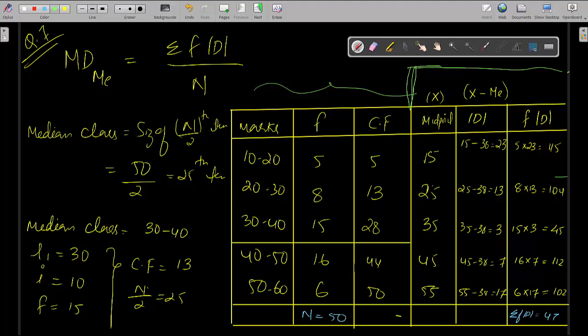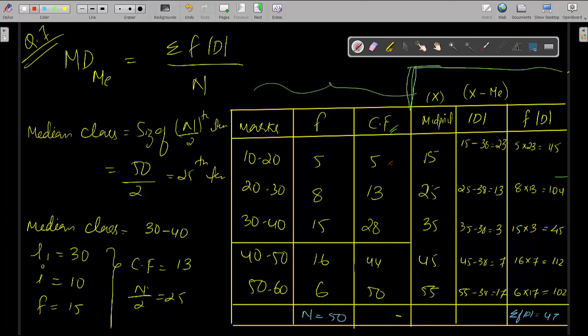So here you are given the class intervals, you are also given the frequency. So in order to calculate median, we have to find out cumulative frequency as well. So we first find out the cumulative frequency, all right? So how do we find out cumulative frequency? This one. So here you have to write first 5. After that, 5 plus 8 is 13. 13 plus 15 is 28. 28 plus 16 is 44, and 44 plus 6 is 50. So this is our CF.